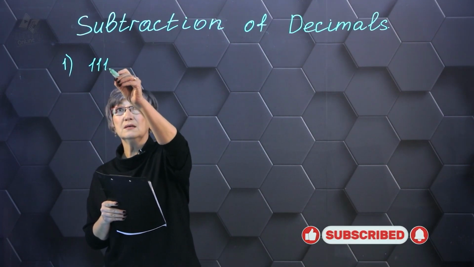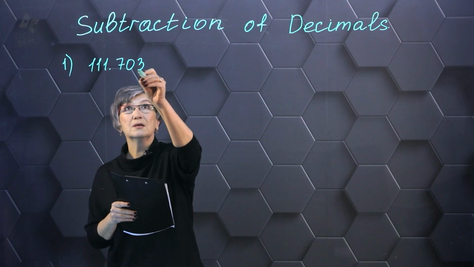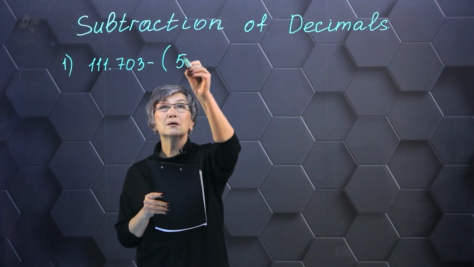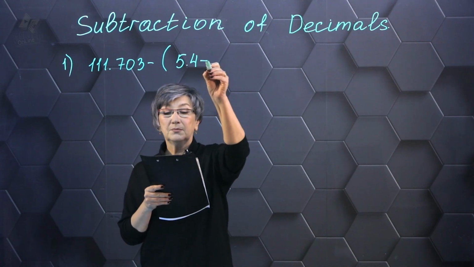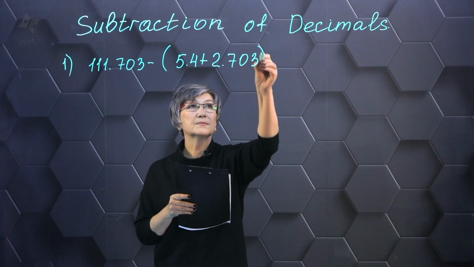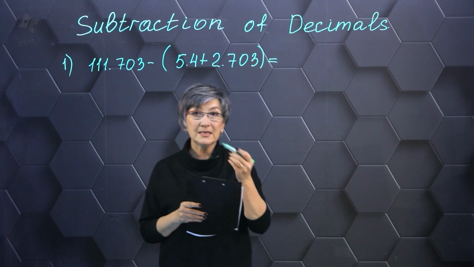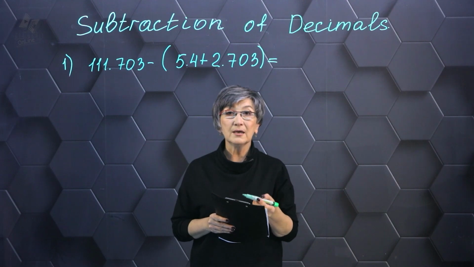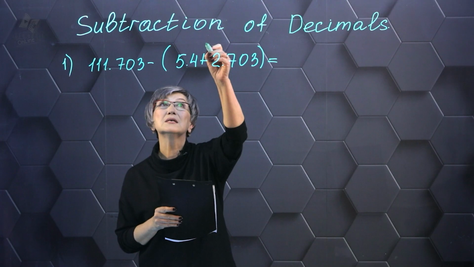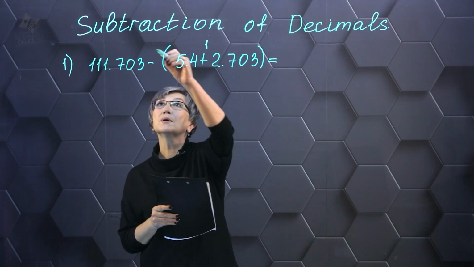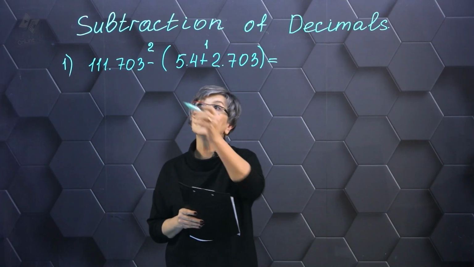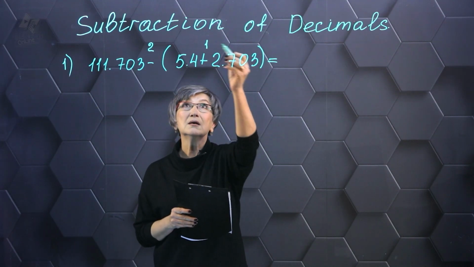111.703 thousandths minus the expression in parentheses, which is 5.4 tenths plus 2.703 thousandths. In order to calculate the value of this expression, we must arrange the order of the actions. The first action will be in parentheses. The second action we must subtract from 111.703 thousandths the result of the sum.